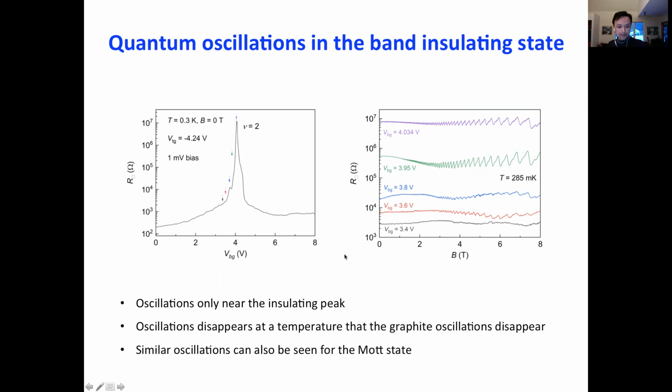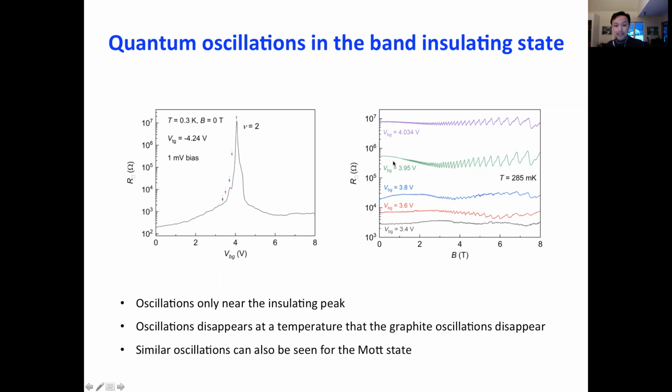This is again resistance versus gate voltage. This is the filling factor 2 peak. And we park at several specific filling factors that are shown by the arrows here near this resistance peak. And we measure the resistance as a function of the perpendicular magnetic field.